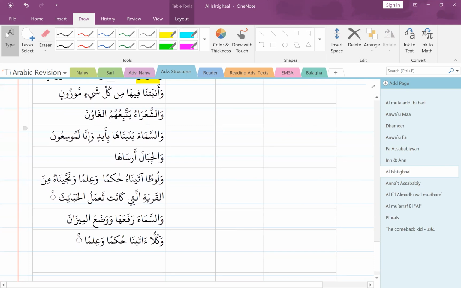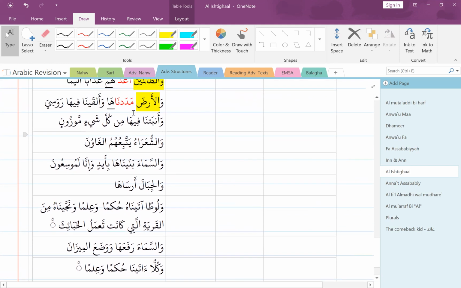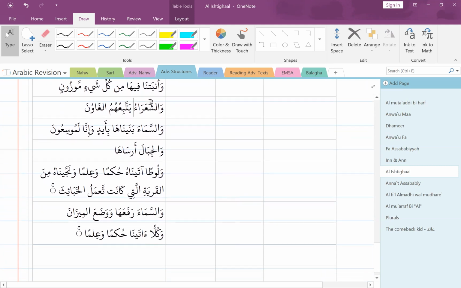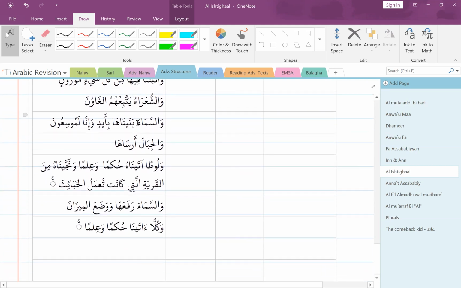Okay. Did we miss the one above, shu'ara'u wa ambatna fiha? No, this one continues. وَالْأَرْضَ مَدَدْنَاهَا. Oh, it's one. It's one. Okay. It's not the whole thing. وَالسَّمَاءَ بَنَيْنَاهَا. Banaynaha. Sama'a is the mashghul anhu. Banayna is the mashghul, and ha is the shaghil. Yes.